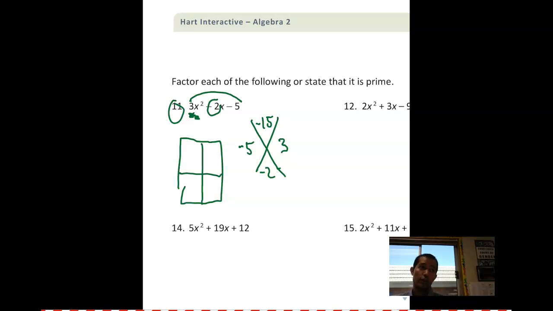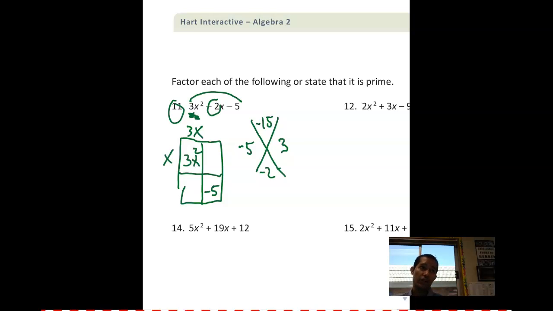And then the hardest part about drawing the box is we just have to fill it in correctly. So in the top left corner, we always want to draw the x squared term. In the bottom right corner, we want to write down the constant. And then we want to write down what multiplies out to the x squared term. In this case, we can just say it's a 3x and an x, okay?